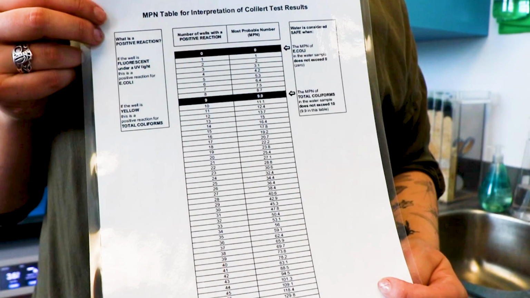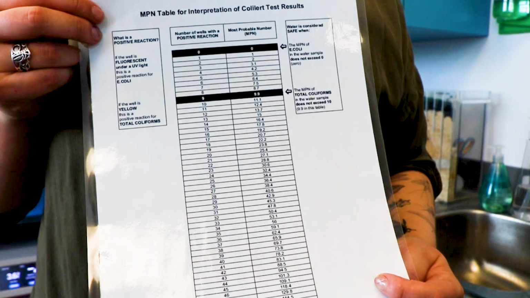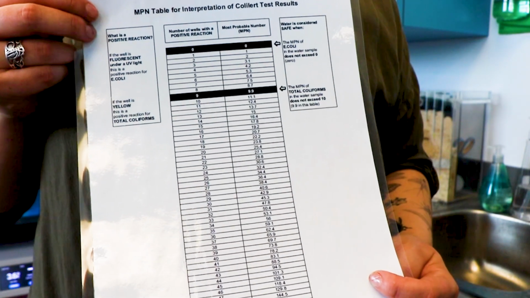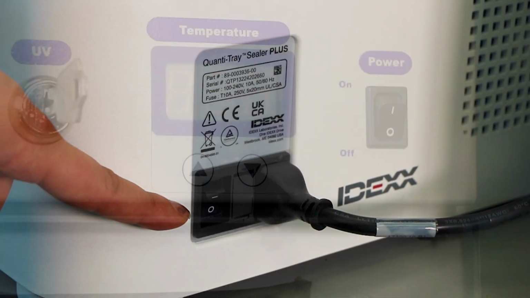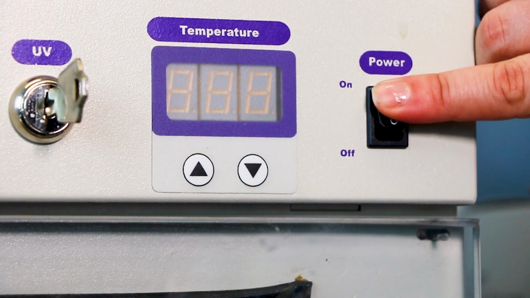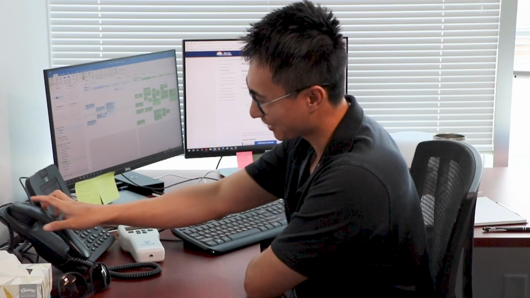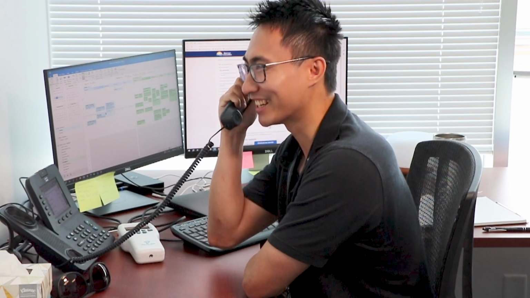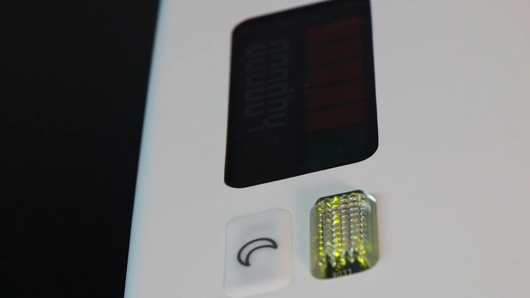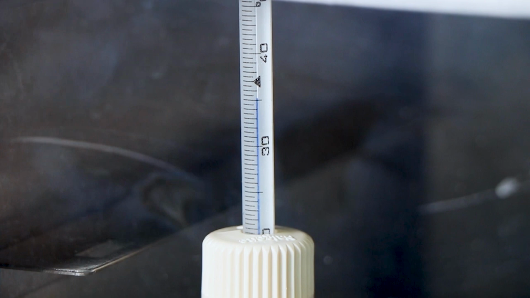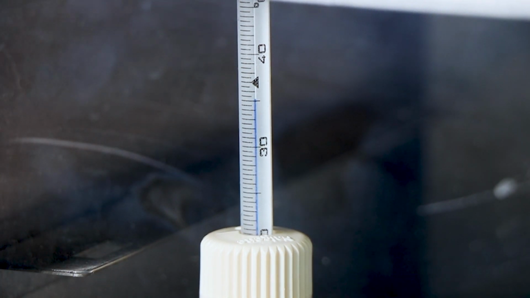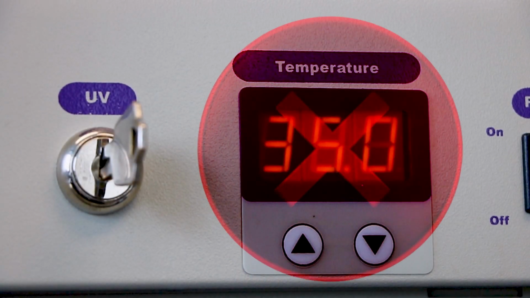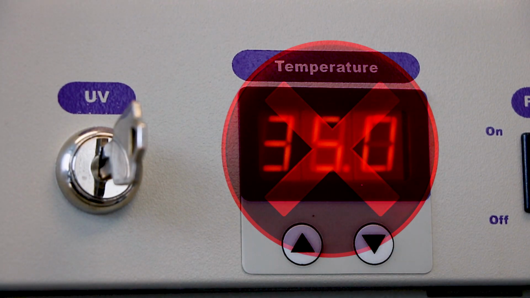The Quanti-tray test gives the most probable number of bacteria colonies in a sample. Turn on your sealer and incubator. Each can take up to 20 minutes to fully heat up. Talk to your environmental health officer or environmental health technician if your incubator is not working properly or heating up to the proper temperature. Your sealer's light indicator should turn green once it's ready. Your incubator should be at 35 degrees Celsius. Do not rely on the digital temperature displays as this can be less accurate than the alcohol thermometer.